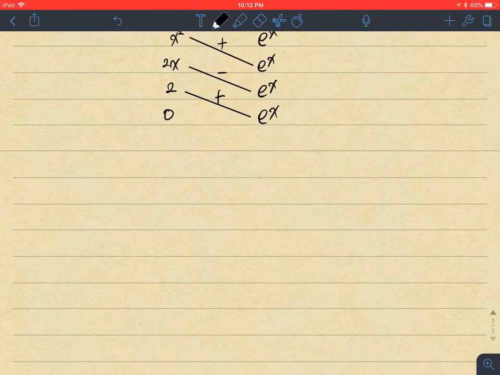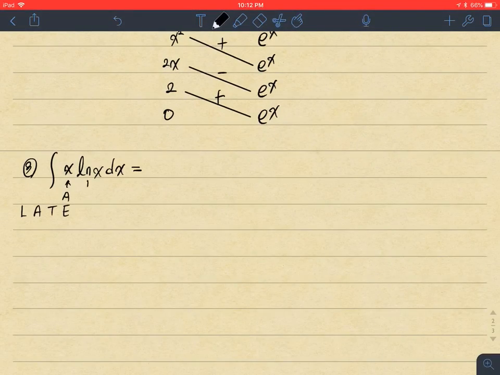Okay, let's solve the third problem. This is getting trickier, so please focus. Get the antiderivative of x times log x. So again, LATE. This one is an algebraic function, this one is a logarithmic function. So the logarithmic function is on the left.